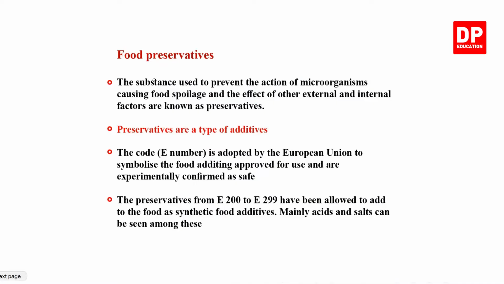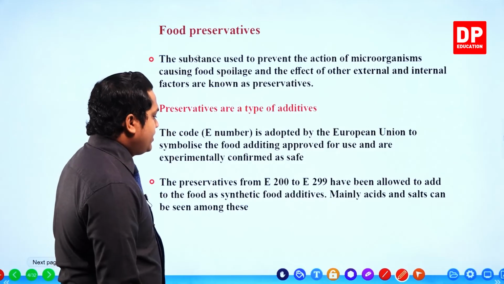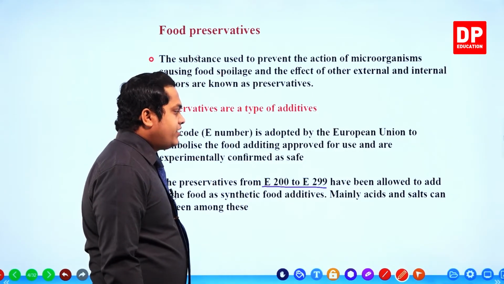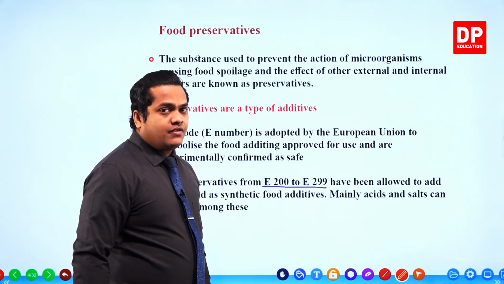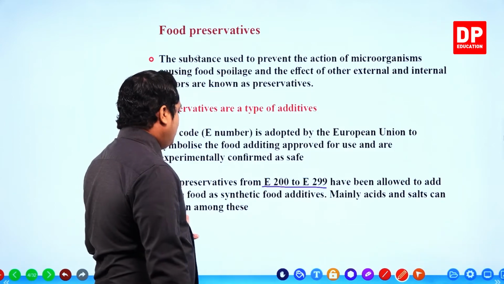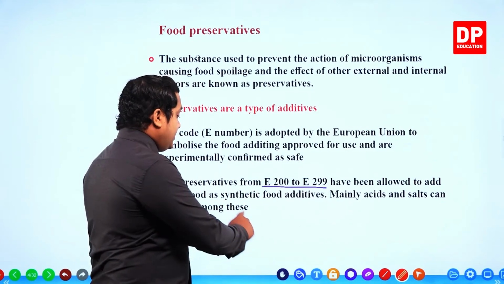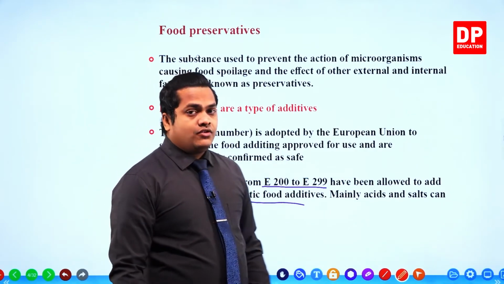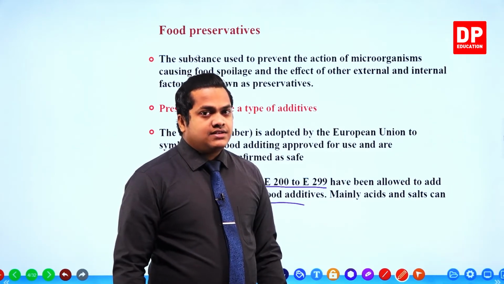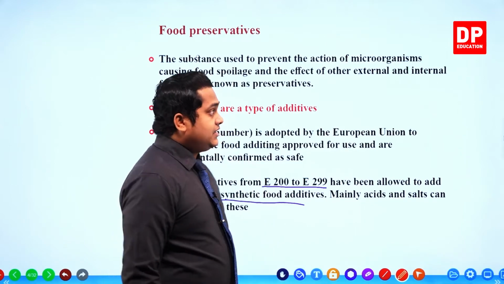Right. The preservatives from E200 to E299 have been allowed to be added to food as synthetic food preservatives. Mainly acids and salts can be seen among these. So here, from E200 to E299, the European Union has confirmed the safety of these additives. These are allowed to be added to food items as synthetic food additives. Synthetic means artificial. Mainly these are acids and salts, my dear children. So these are the food preservatives.